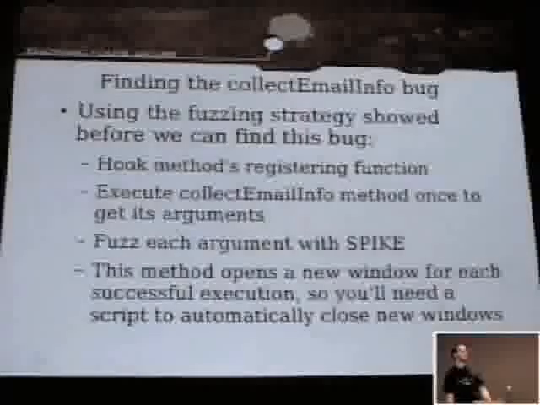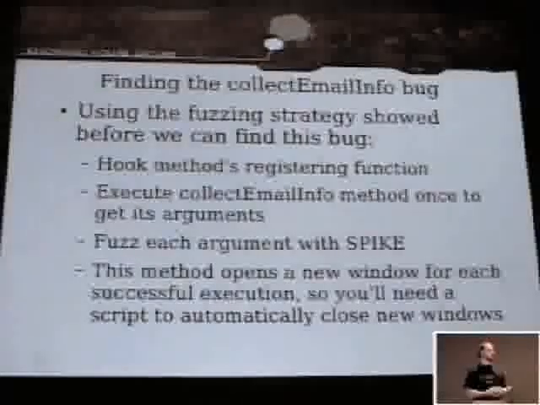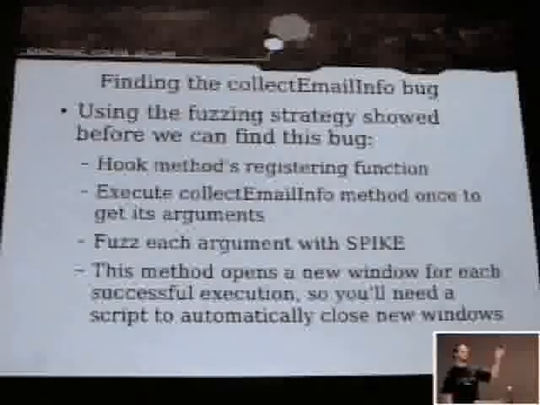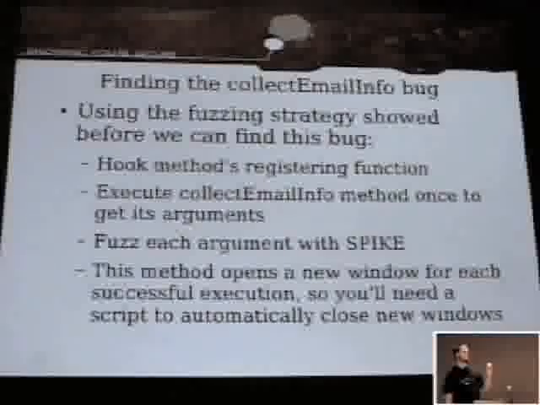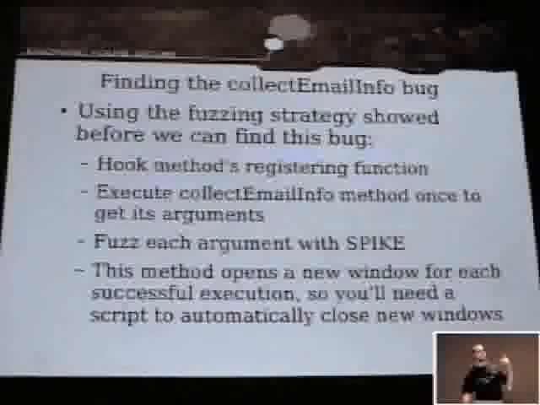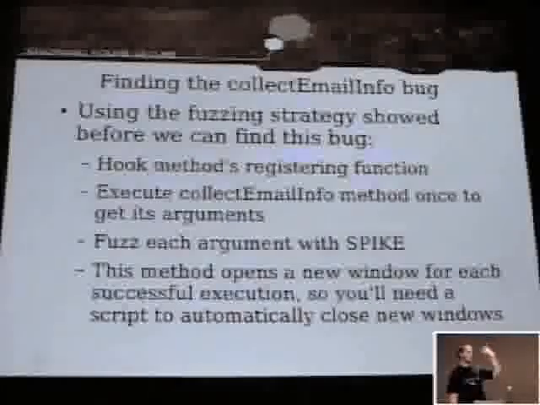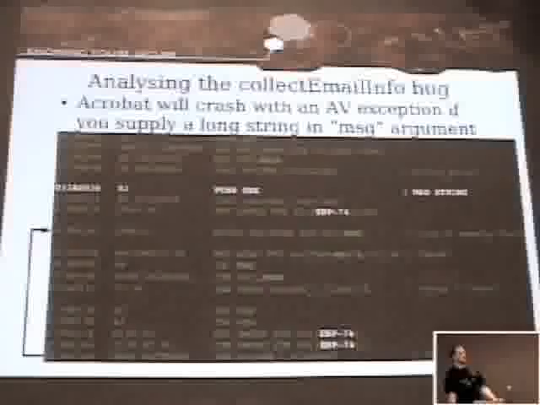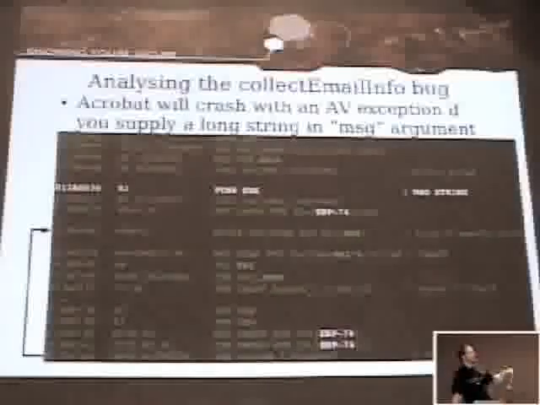And the collectEmailInfo bug. Using this fuzzing strategy, we can find these bugs. We put our hook in the registering function. We execute the collectEmailInfo method, so we get this argument. We fuzz each argument. This method opens a new window for each successful execution, so you need some Python or whatever to close these windows automatically. And this is the snapshot of the function that actually failed in the Acrobat Reader.